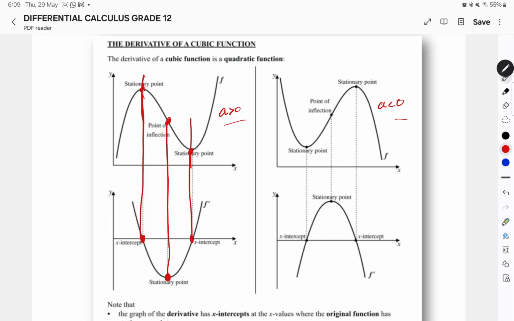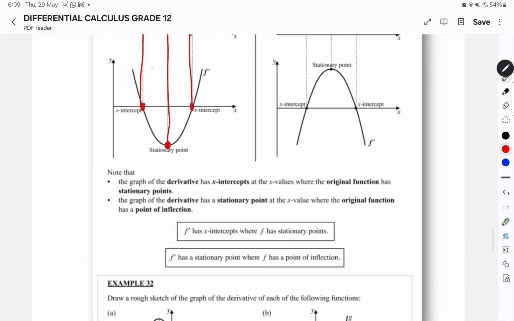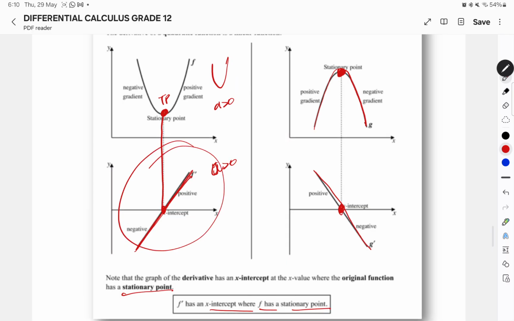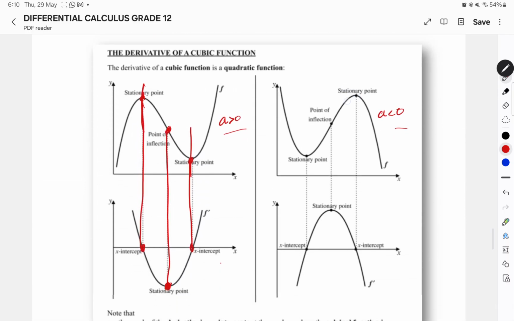So the stationary points will become the x-intercepts of the parabola, and the point of inflection will be the turning point of the parabola. And then after I derive this parabola, that stationary point will become the x-intercept of the linear function. Do you understand the connection between the three? We move from a cubic to a parabola, and from a parabola to a straight line.